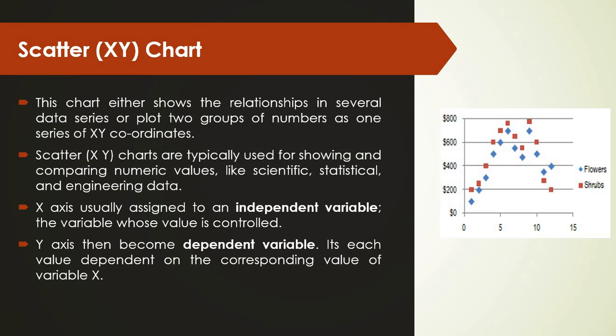In this scatter chart, the x-axis is usually assigned to an independent variable, that is, the variable whose value is controlled. Okay, and the y-axis becomes the dependent variable, meaning each value depends on the corresponding value of the variable x. So what does the y-axis depend on? It depends on the x value, and the x value is a controllable value, that is the independent variable, and the y-axis becomes the dependent variable. Is that clear? So this is all about the chart types.